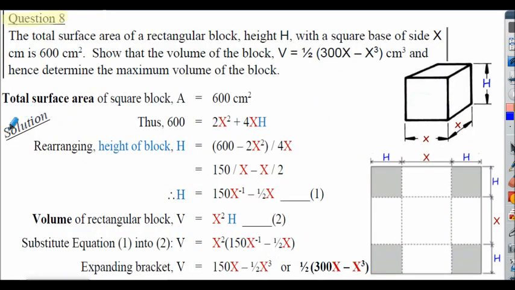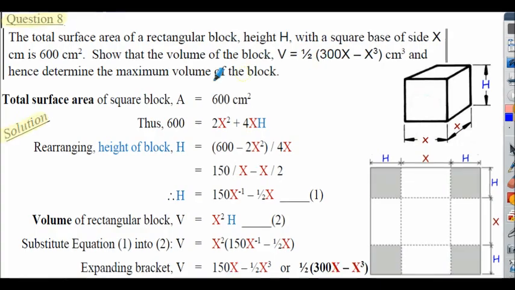Here's question 8, full work solution. I'll let you review this at your own pace. Just note from the question, the surface area of the rectangular block is 600 centimeters squared, so symbol A, 600 centimeters squared. And as our formula for surface area, 600 is equal to 2x squared plus 4xh. 2x squared would be the top and bottom, and the 4xh term is the area of the four sides, as indicated in the sketch on the right hand side here.